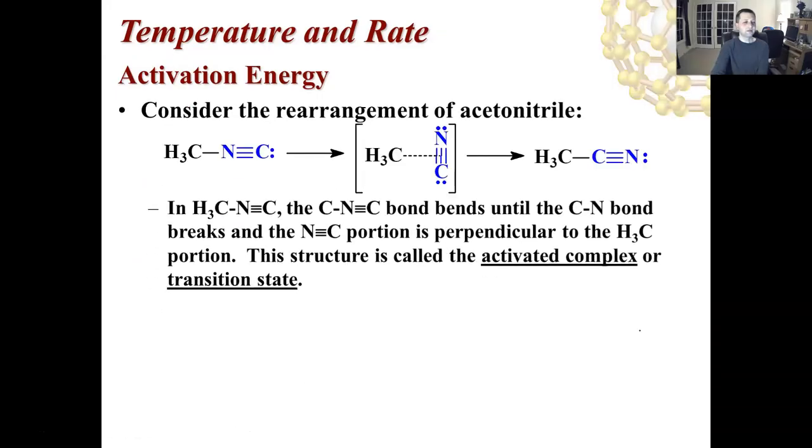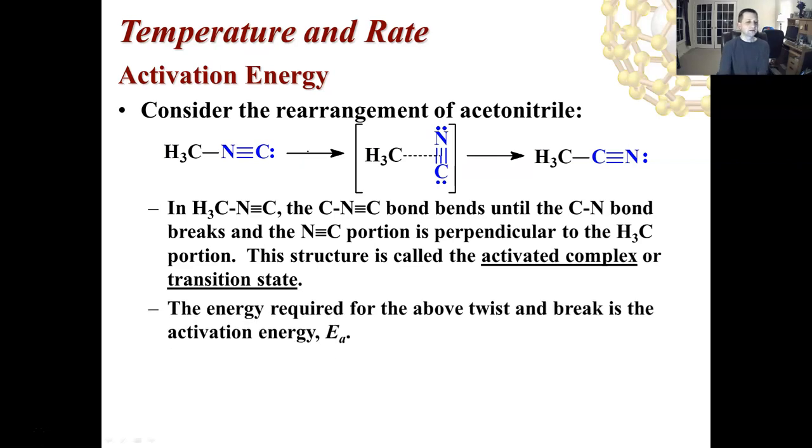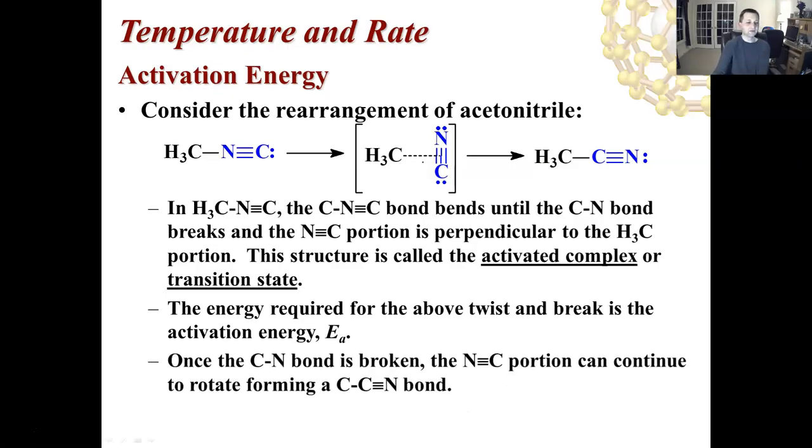Okay, another example of this is the rearrangement of acetonitrile, which is kind of cool to look at here. We have a CH3, a methyl group, on the left-hand side, single bonded to an N triple bond C. What's going to happen is this N triple bond C is going to rotate, and a certain amount of energy is needed for that to happen. So the activation energy is going to be required for this to start to rotate. You see it right here. It becomes perpendicular to that methyl group. And then once that occurs, the rotation is free to happen the rest of the way.